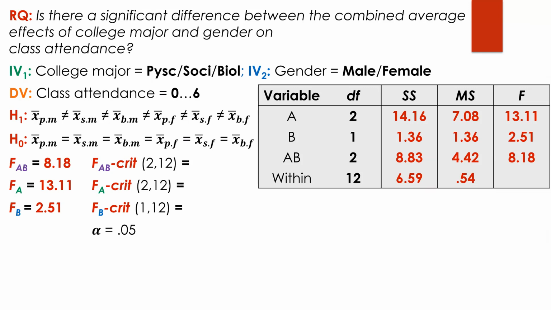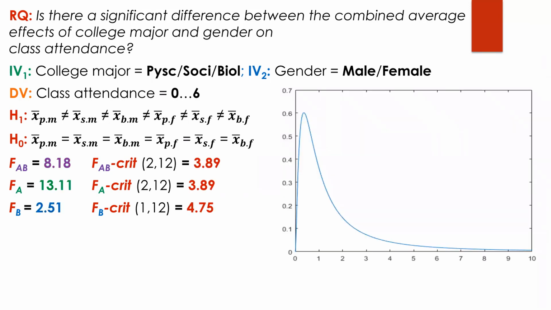Now, the crit scores that you should have found are 3.89 for the interaction, 3.89 for the main effect of A, and then 4.75 for the main effect of B. So let's look at the interaction. We have a crit score of 3.89, which has a probability of exactly 0.05. Does our interaction F score go past or before it? It goes past it, much past it. So we know that it has to have a probability much less than 0.05.